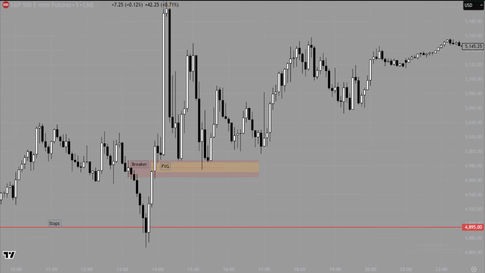Preferably, I think that this is good. Even just a regular breaker and a fair value gap, if it is in alignment with your bias for the day, it's most likely going to work if you have a decent stop loss. But this is how breaker and mitigation blocks work.